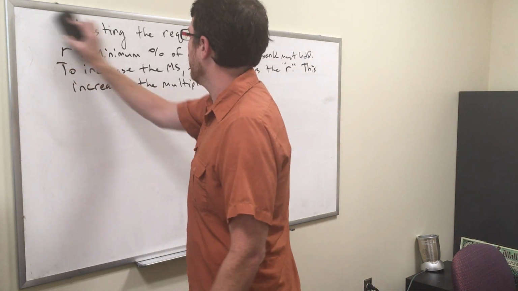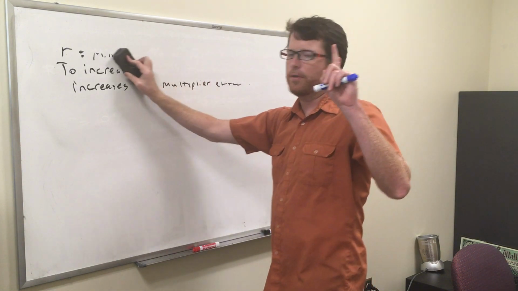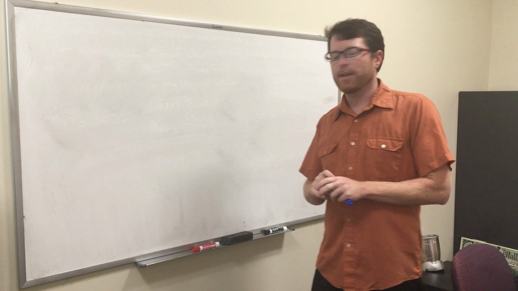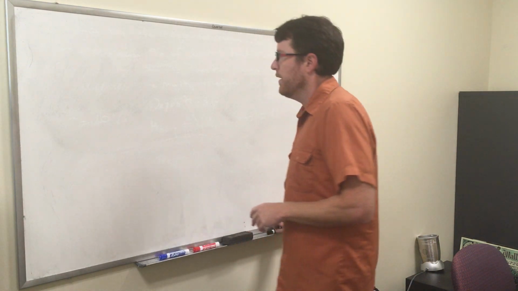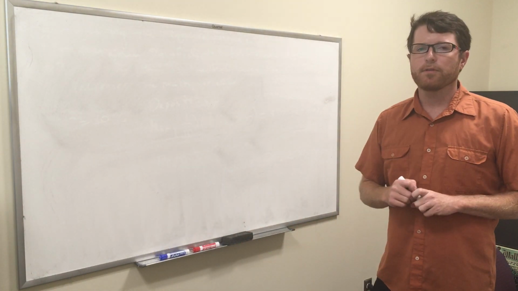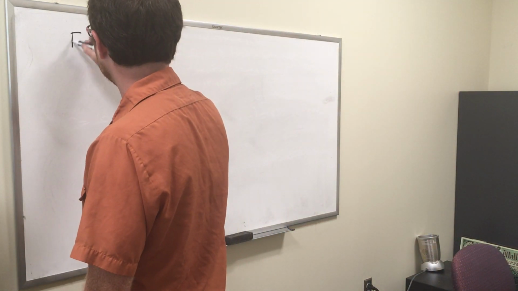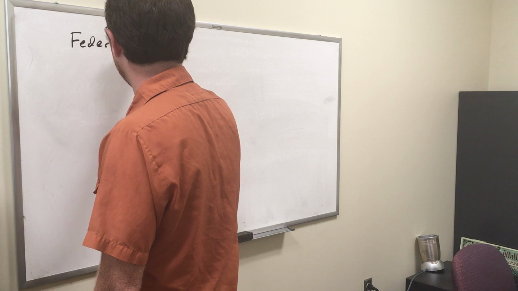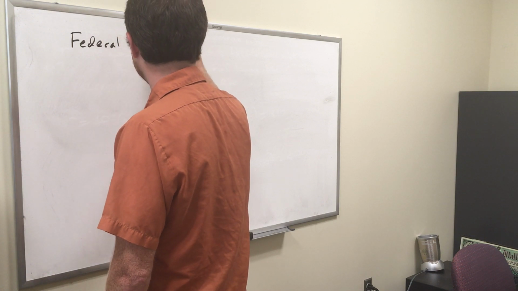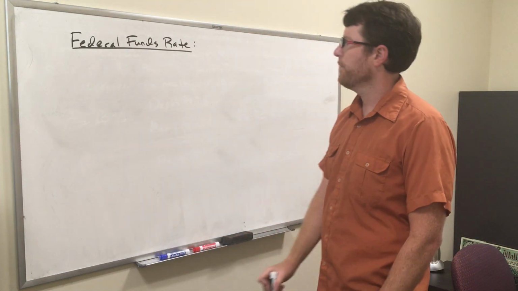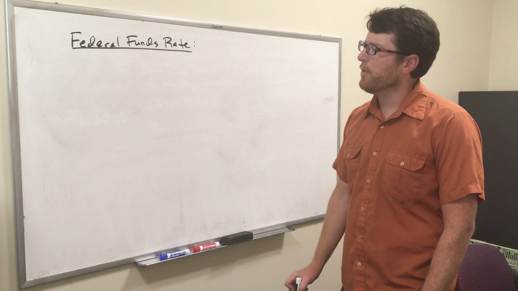Okay, so if the Fed wants to increase the money supply, it can do open market purchases, it can lower the required reserve rate, and now we've got two more that we need to discuss. And before we do that, I need to give you some key terms. The first is called the federal funds rate. This is maybe something you've heard mentioned before.